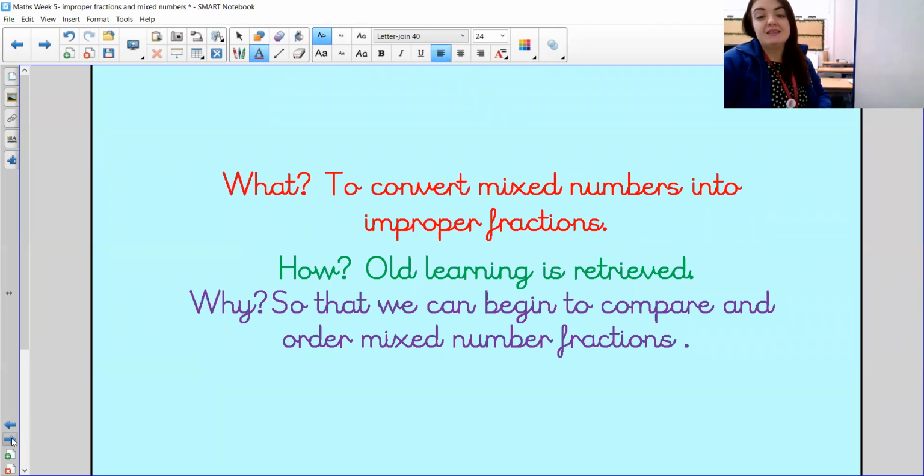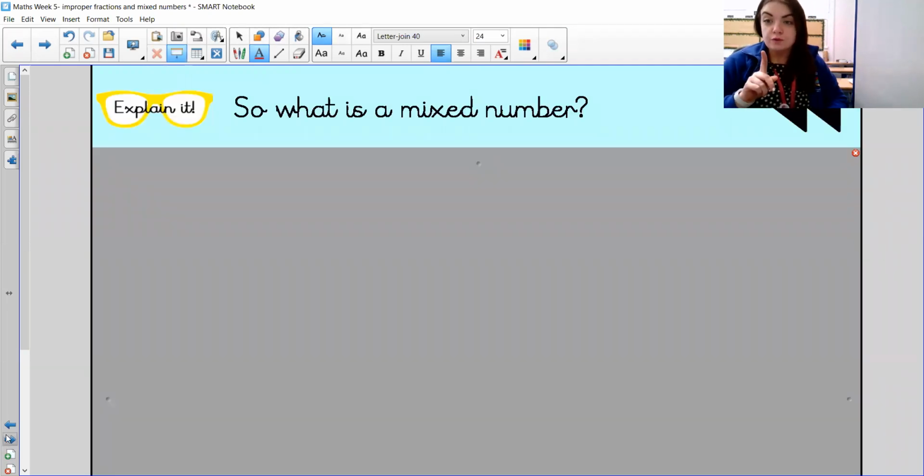Why? So that we can begin to compare and order mixed number fractions. So we can start to think about the largest, the smallest, and begin to order them. So this is starting to then develop into a new skill that we're going to be moving on to soon. Okay, so today we're going to be doing mixed numbers into improper fractions. So pause, explaining glasses on.